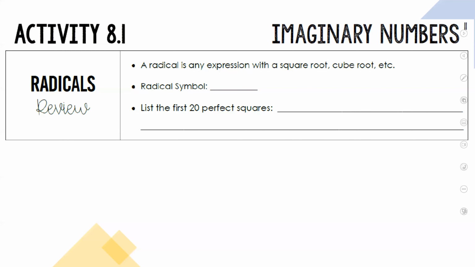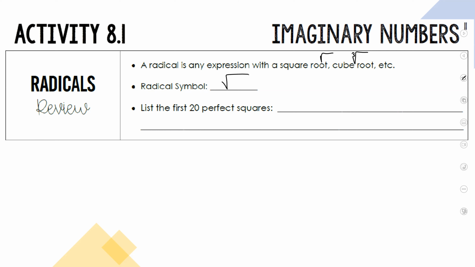So today's lesson is over imaginary numbers. And before we talk about imaginary numbers, let's talk about radicals. A radical is any expression with a square root. It looks like that, or a cubed root, which looks like a little 3 there. Any type of root. So this is the radical symbol.